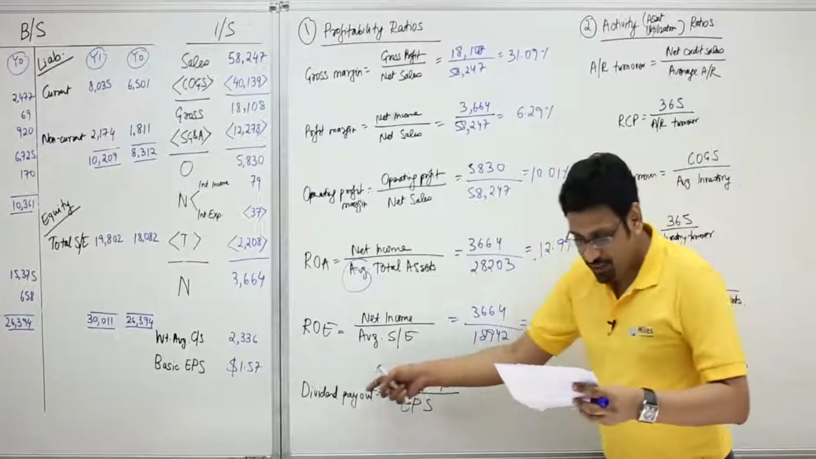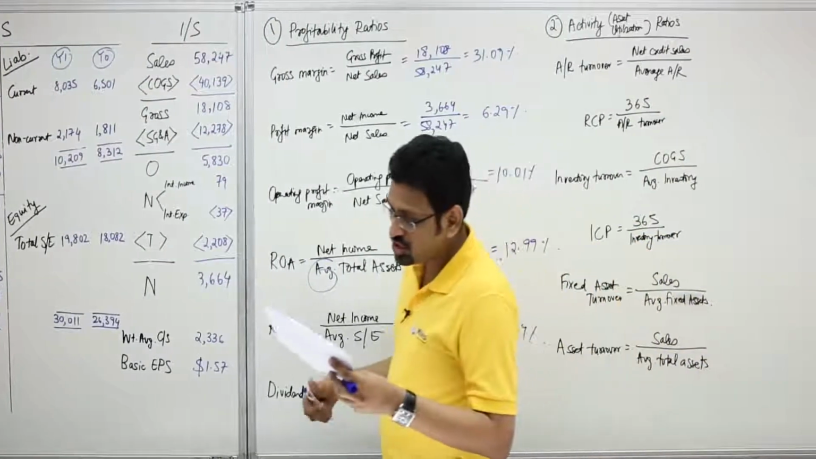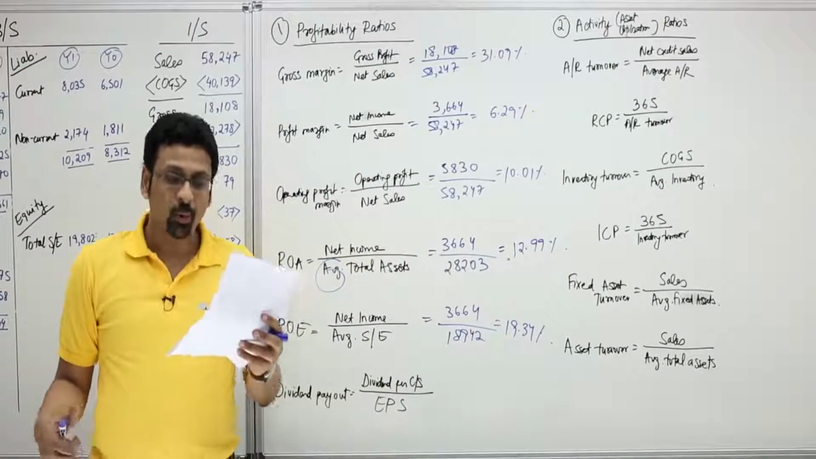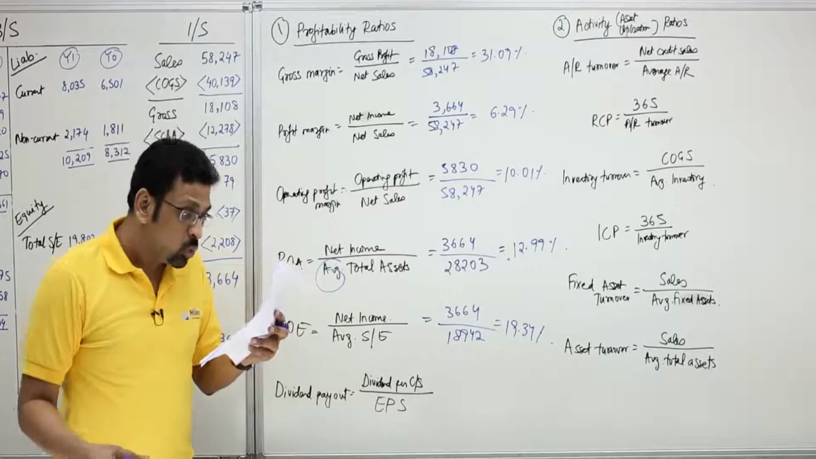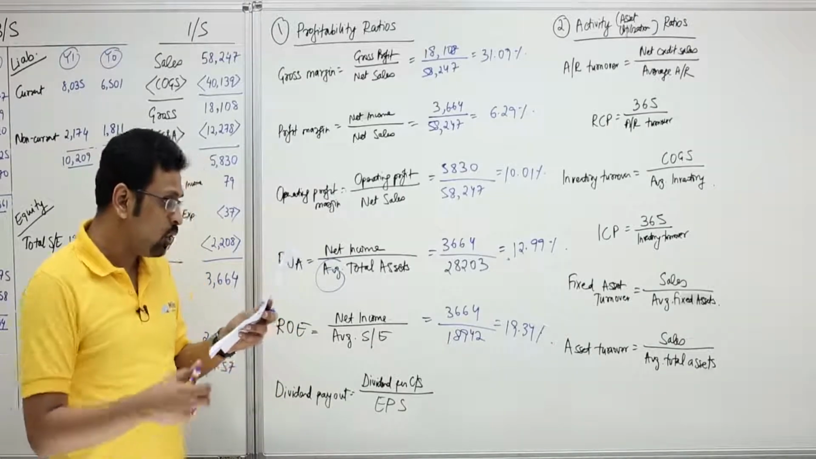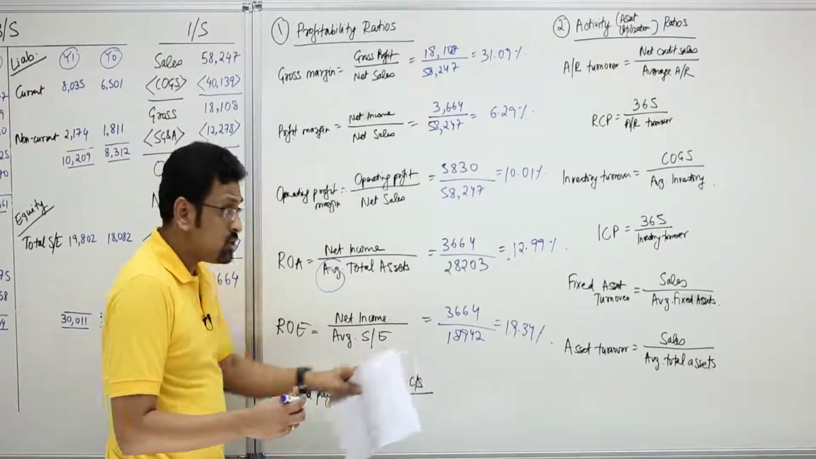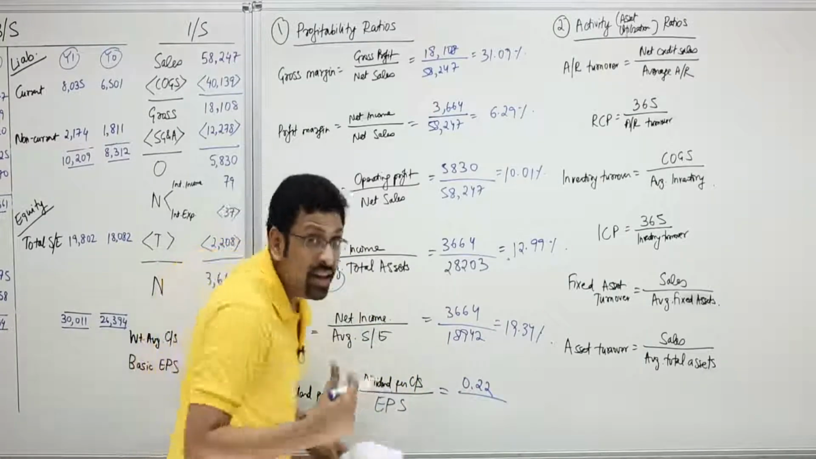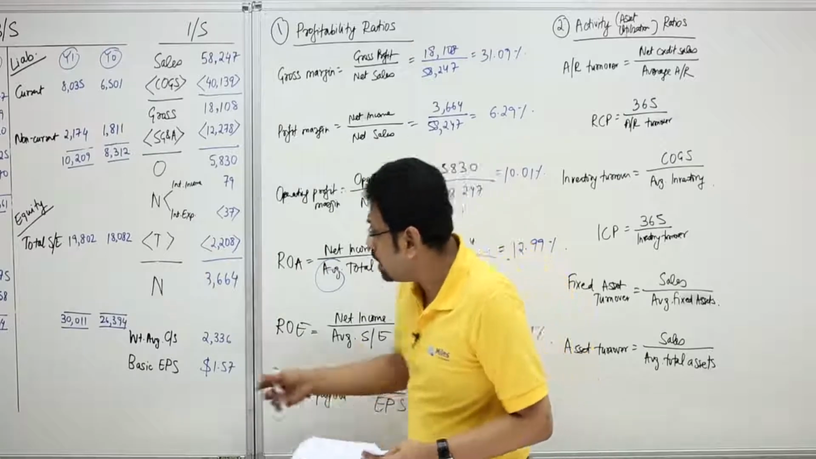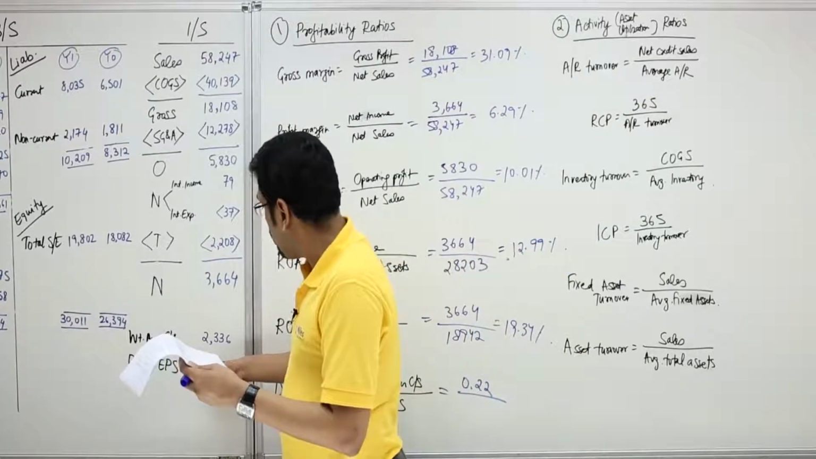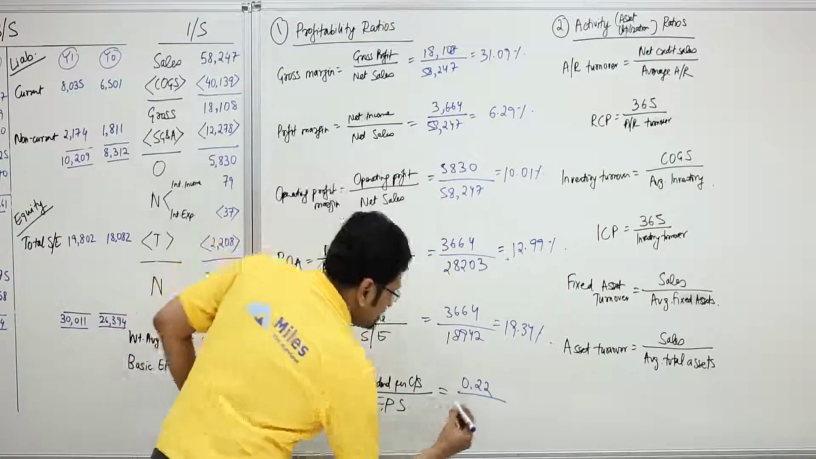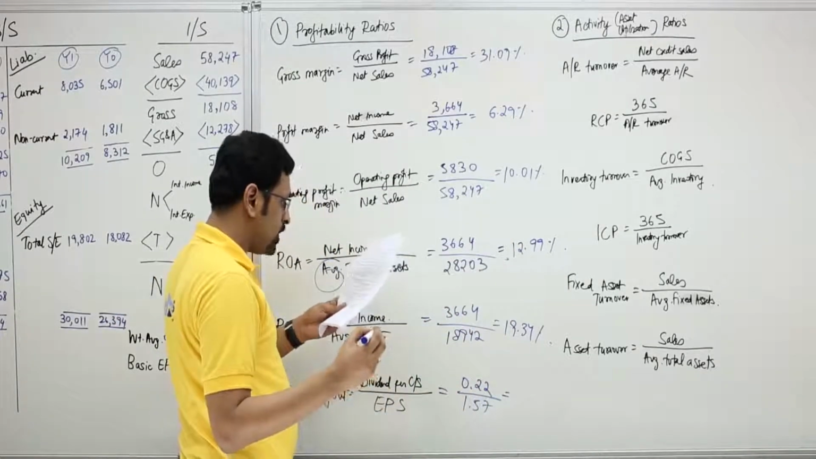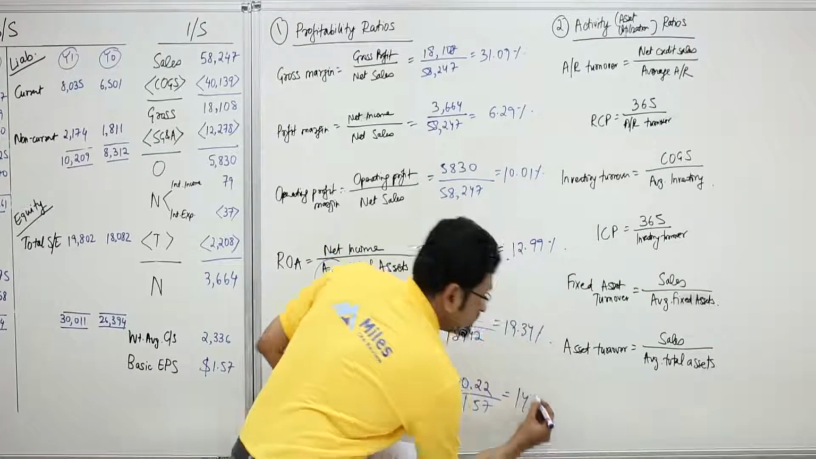Then we've got the dividend payout ratio. This measures the dividend paid in relation to net earnings. It says if Home Depot's dividend for the year was 22 cents, what is the dividend payout ratio? So dividend per common stock, they're saying it's 22 cents. What's the earnings per common stock? Earnings per common stock is $1.57. This gives us a dividend payout ratio of 14%.